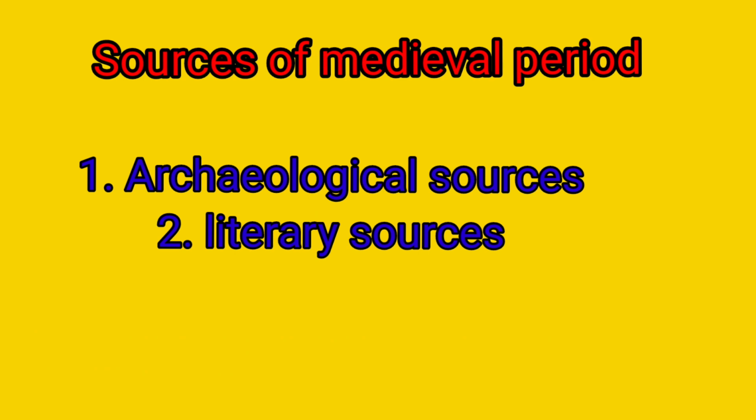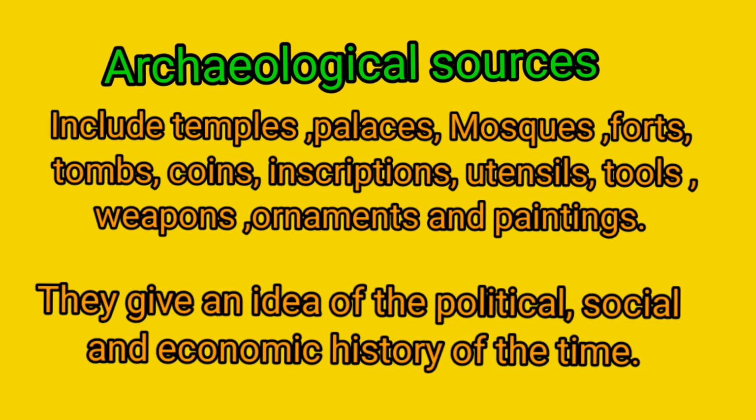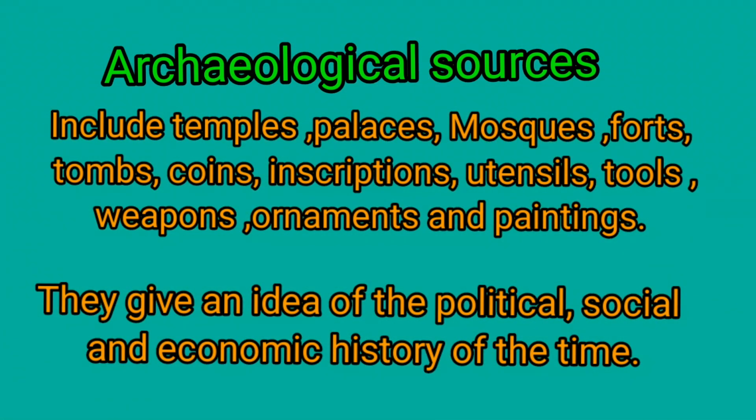Now, sources of medieval period. There are two sources of medieval period: archaeological sources and literary sources. Archaeological sources include temples, palaces, mosques, forts, tombs, coins, inscriptions, utensils, tools, weapons, ornaments, and paintings. They give an idea of the political, social, and economic history of the time.